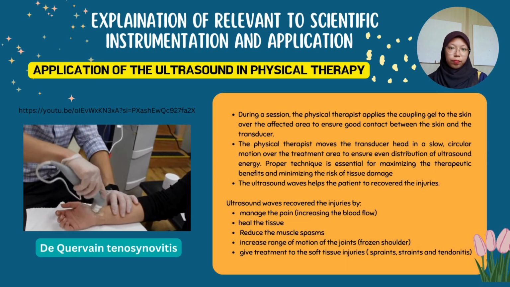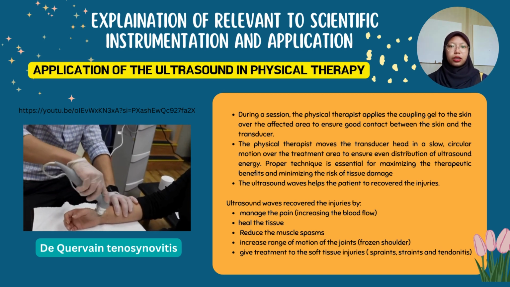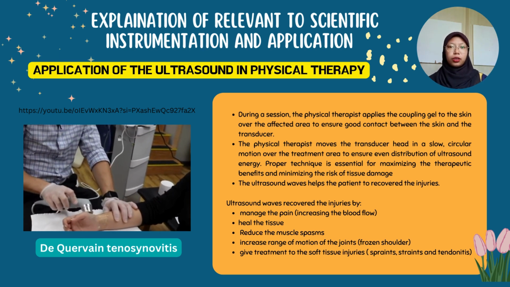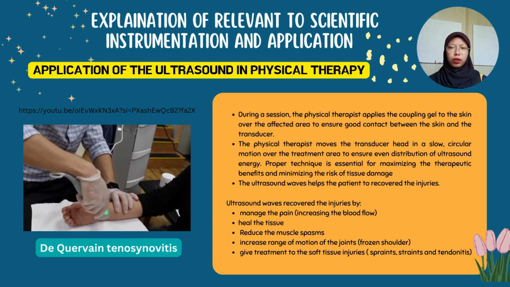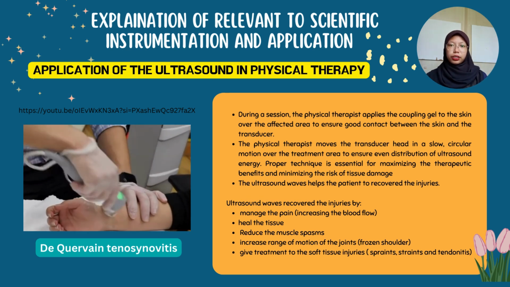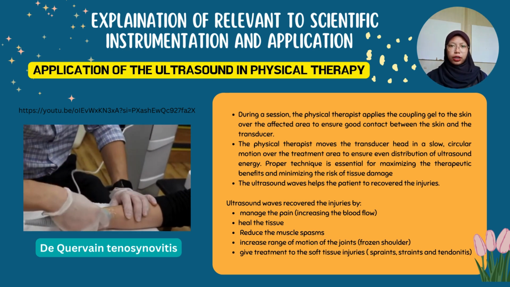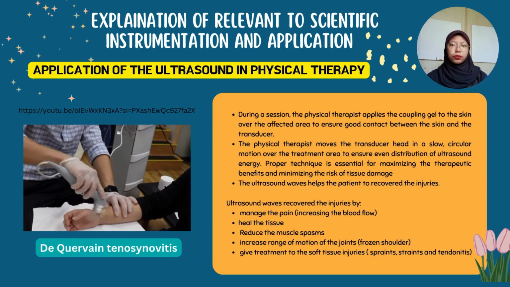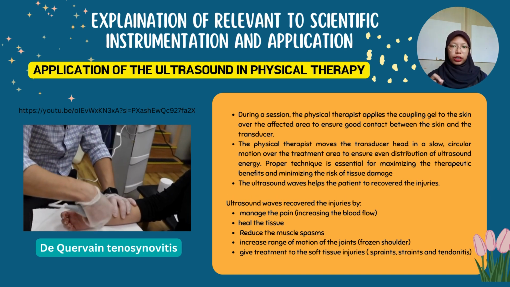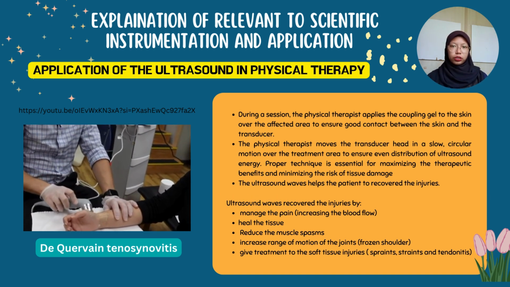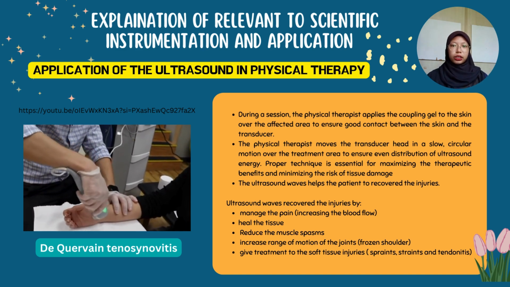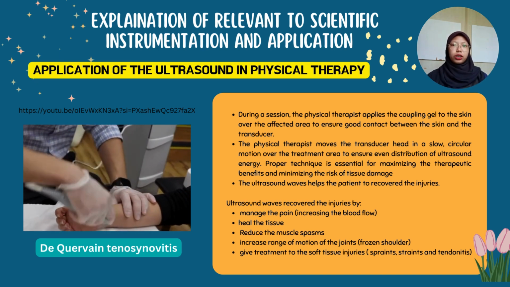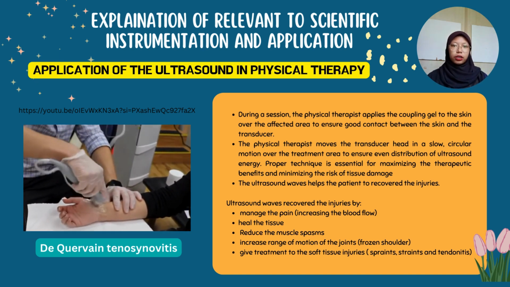The video that we attach here shows a session where the therapist treats a patient suffering from De Quervain's tenosynovitis, which is a painful condition affecting the tendons on the thumb side of the wrist. During the session, the physical therapist applies the cooling gel to the skin over the affected area to ensure good contact between the skin and the transducer. The physical therapist moves the transducer head in a slow circular motion over the treatment area to ensure even distribution of ultrasound energy. Proper technique is essential for maximizing the therapeutic benefits and minimizing the risk of tissue damage. By using ultrasound waves, we can help the patient recover from injuries.